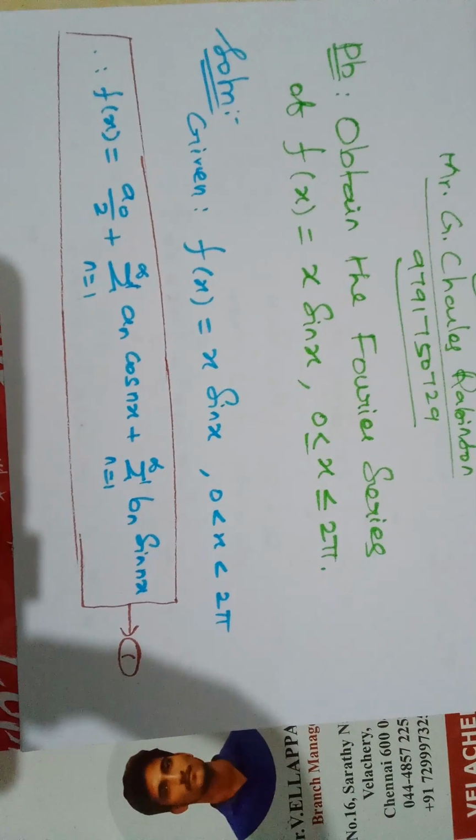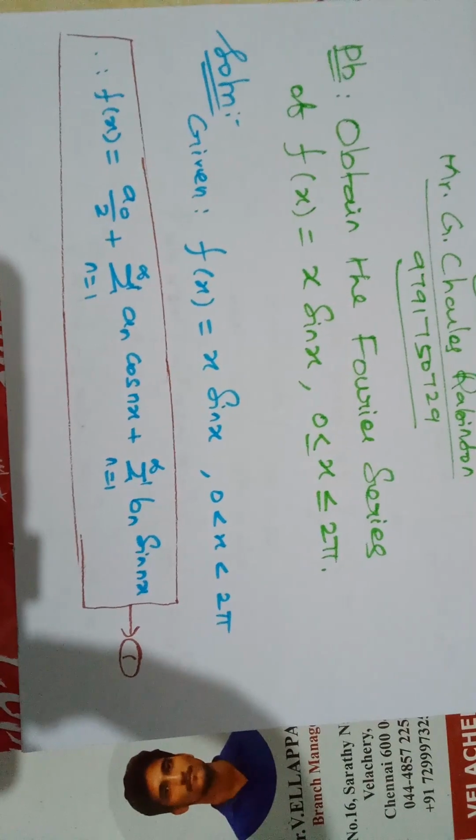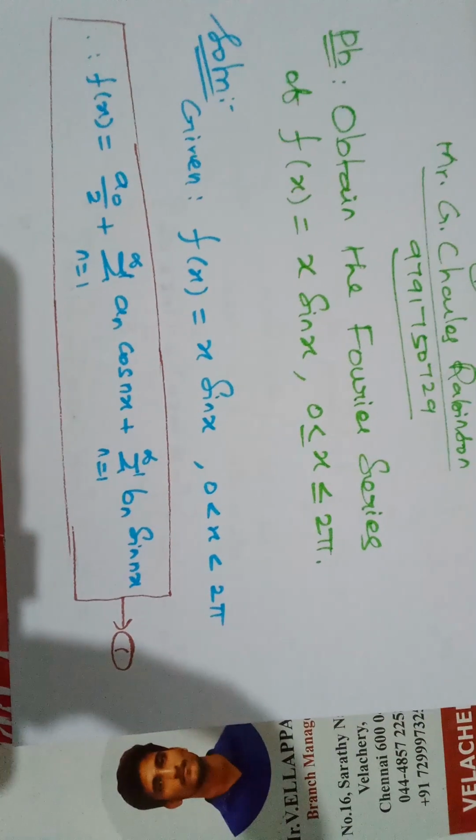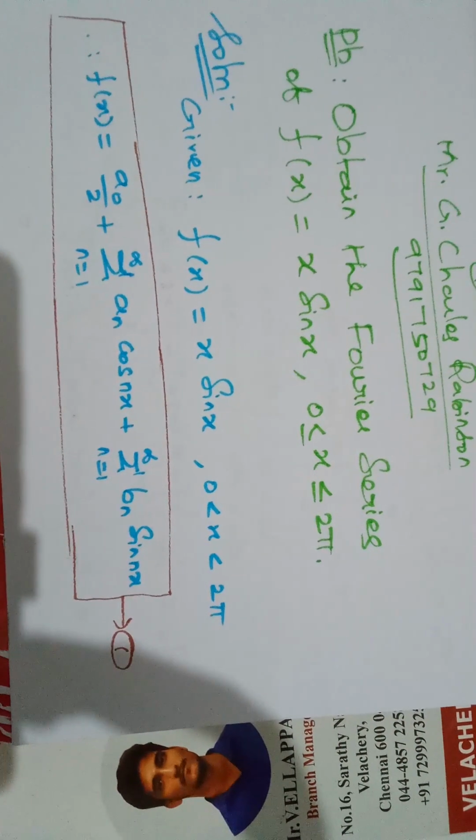Okay, let us take an example. Obtain the Fourier series of f of x equal to x sin x from 0 to 2 pi. So this is the interval. Let us start the solution. f of x equal to x sin x and the interval is 0 to 2 pi.